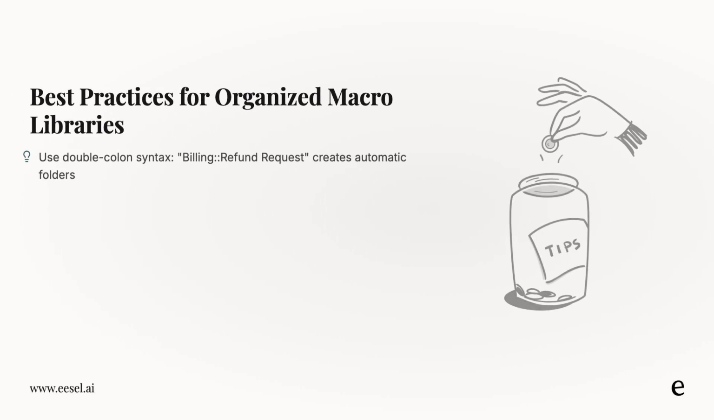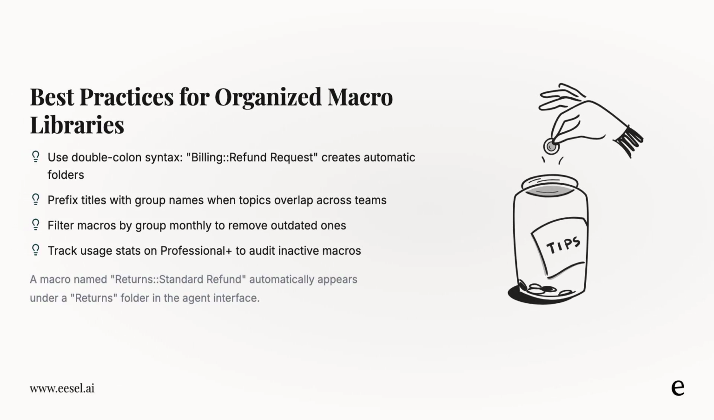Once restrictions are in place, keep your macro library clean with a few habits. Use the double colon naming syntax. A macro called billing::refund request automatically appears under a billing folder in the agent interface. Filter by group every month to spot duplicates and outdated templates. On professional plans, usage stats show you which macros nobody's actually running.